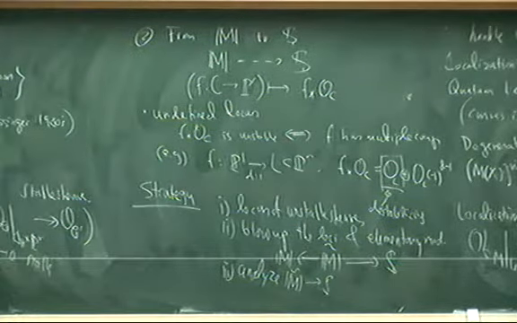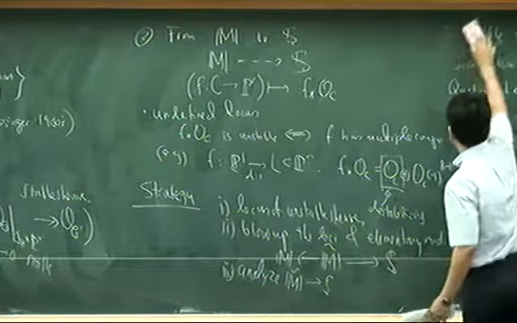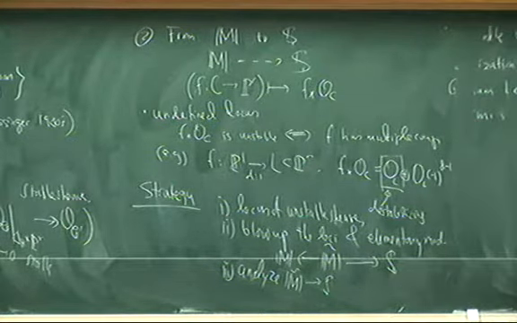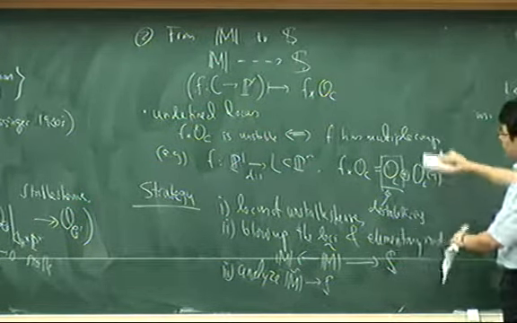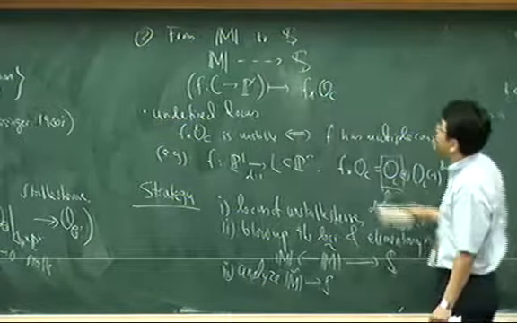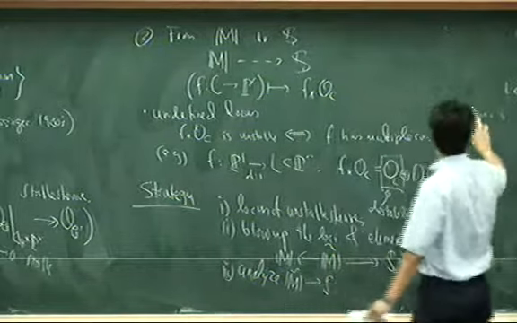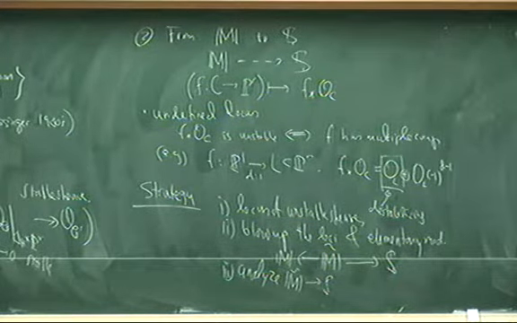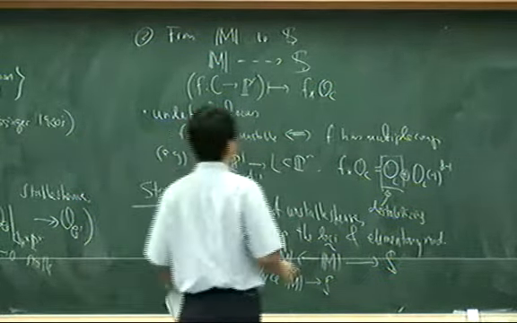Here, the technique that we use is the variation of GIT quotients method by Thaddeus and Logachev, Hu. Somehow there is some variation of GIT hidden inside this birational morphism. Okay, so how do you implement this strategy?